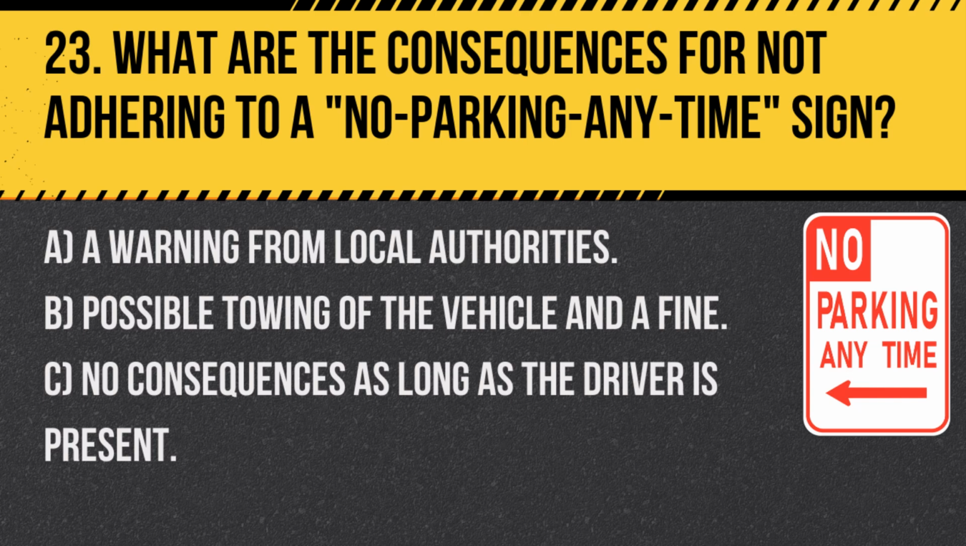A. A warning from local authorities. B. Possible towing of the vehicle and a fine. C. No consequences as long as the driver is present. Answer. B. Possible towing of the vehicle and a fine. Parking where it is prohibited by signs can lead to significant penalties, including fines and towing.